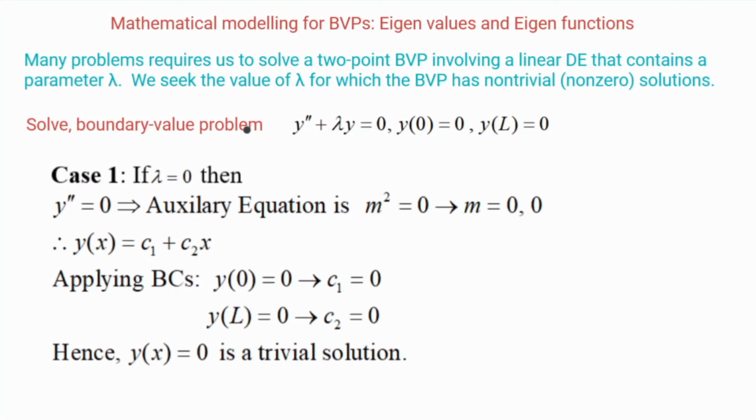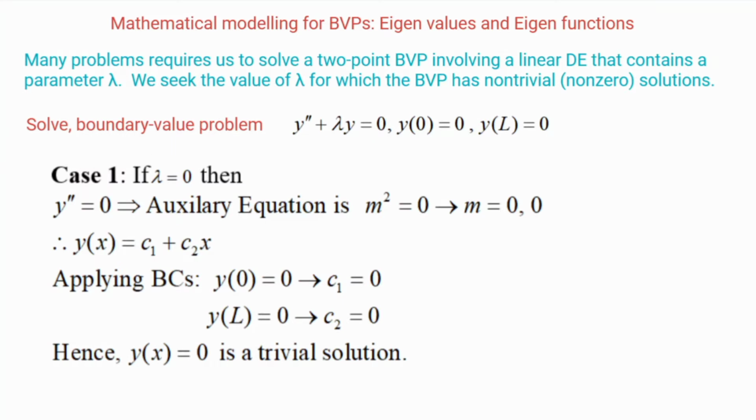In this video, we will discuss mathematical modeling for boundary value problems. So we know that many problems require us to solve a two-point boundary value problem involving a linear differential equation that contains a parameter lambda. We seek the value of lambda for which the boundary value problem has non-trivial or non-zero solutions. In that case, this lambda is called eigenvalues and the corresponding solution is called eigenfunctions.